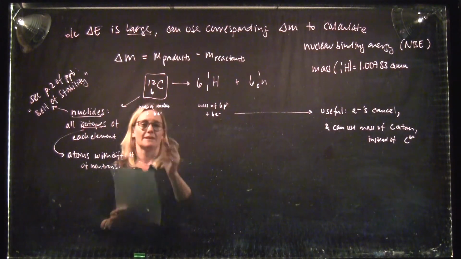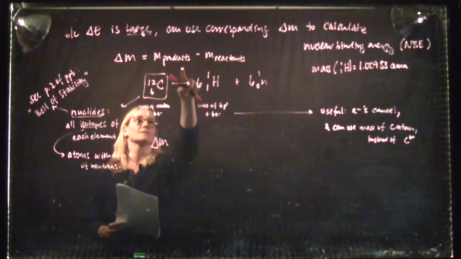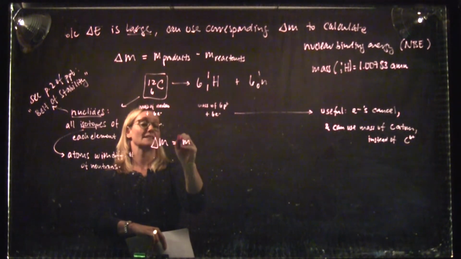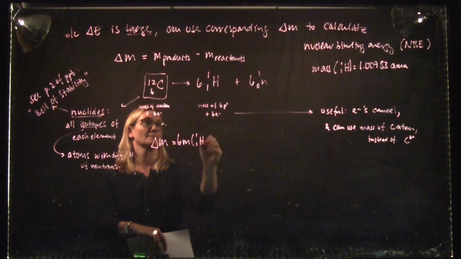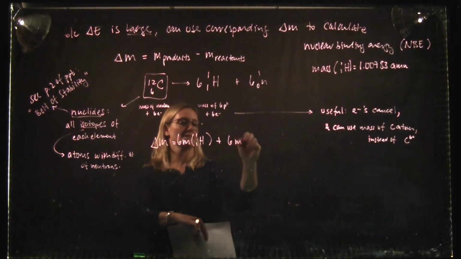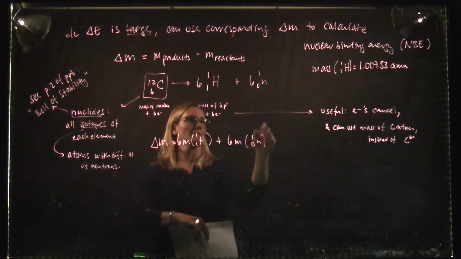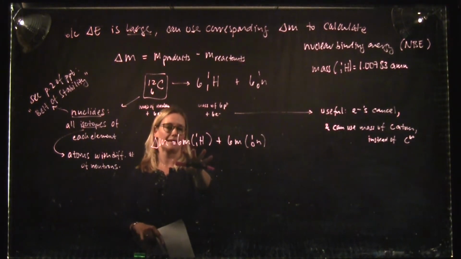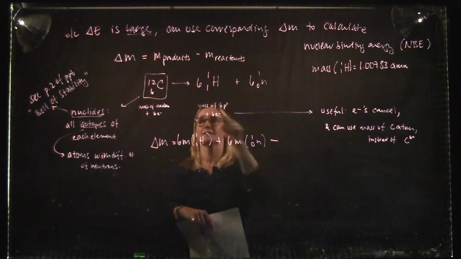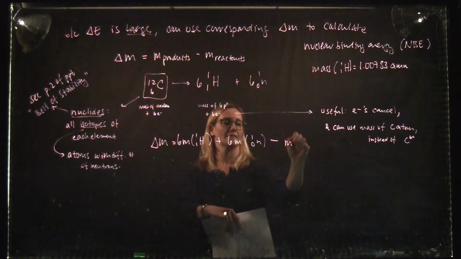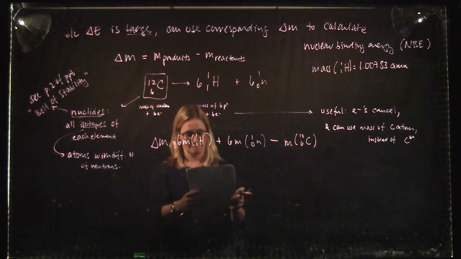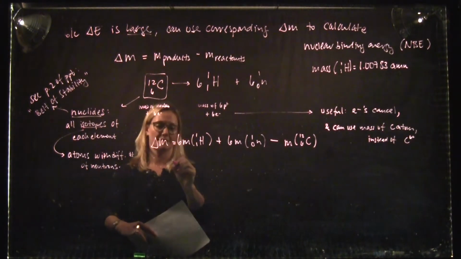And so now if I want to figure out delta M for this reaction, it's the mass of the products minus the mass of the reactant. So delta M will be 6 times the mass of a hydrogen atom plus 6 times the mass of a neutron. Because I've got a hydrogen atom here, I've got my electrons accounted for. So those are all of my products, and then minus the reactants will just be the mass of a carbon-12 nuclide.